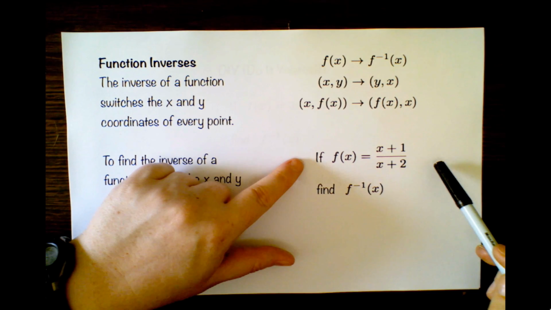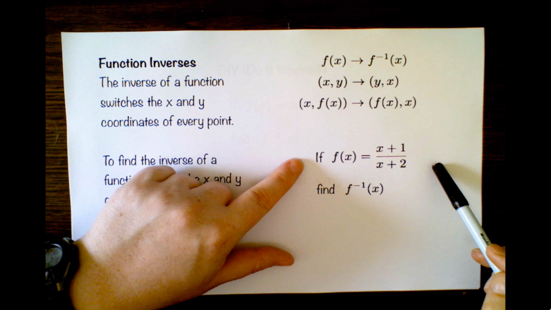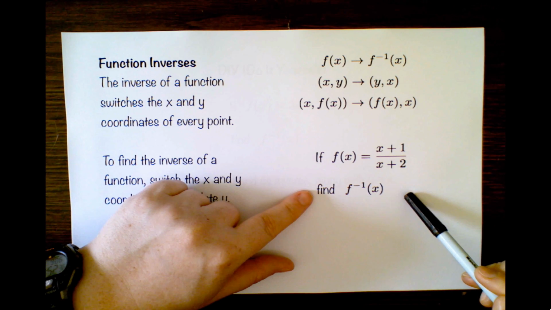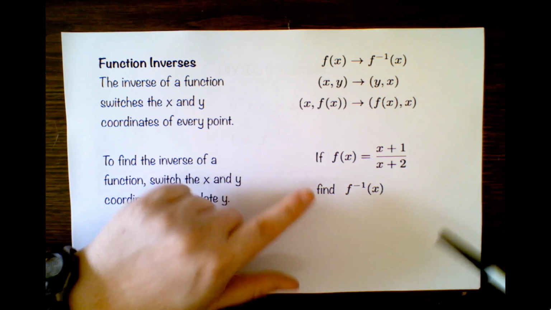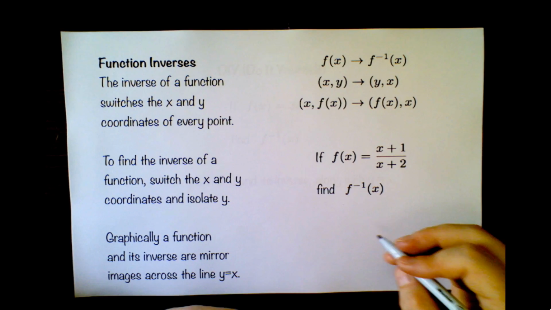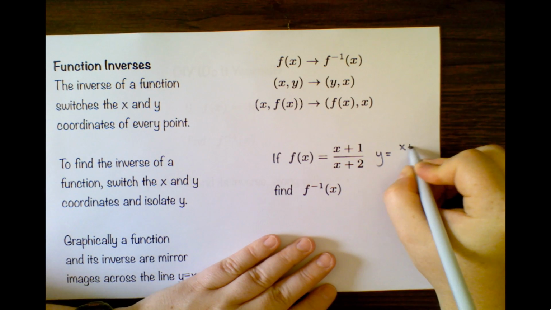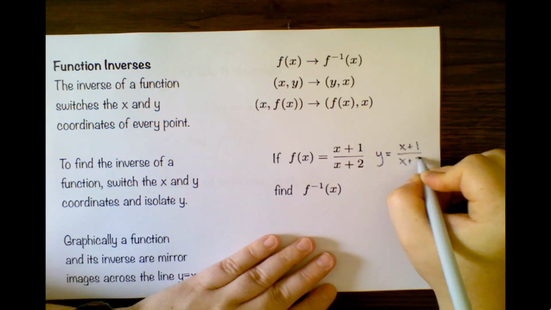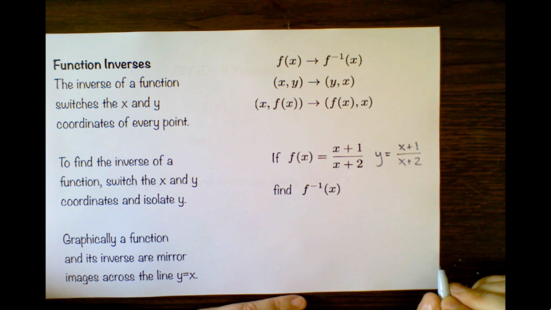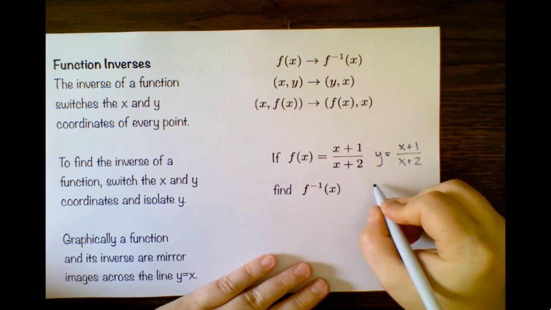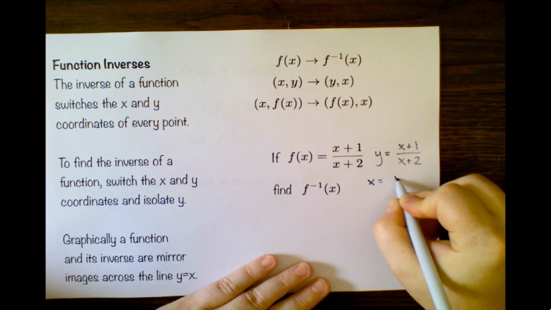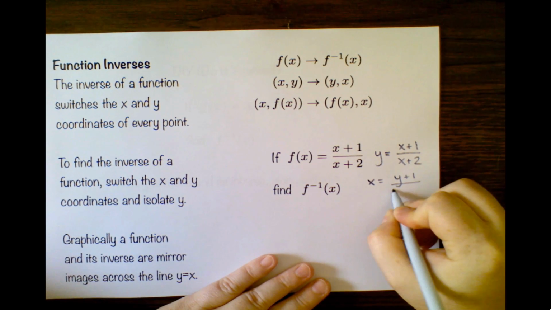So if f of x is x plus 1 over x plus 2, we're going to find the inverse of f of x, or f inverse of x. First thing I'm going to do is rewrite this as y equals x plus 1 over x plus 2. Alright, now I'm going to switch my x and my y coordinates. So x equals y plus 1 over y plus 2.